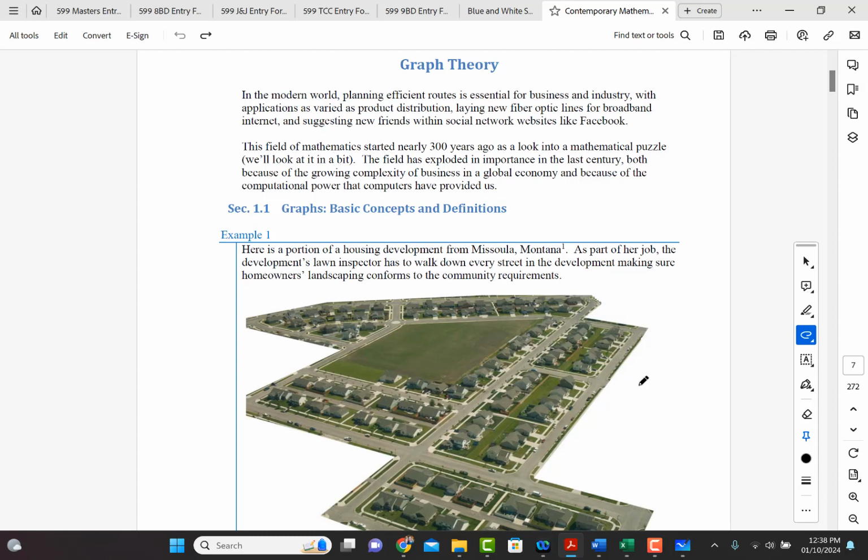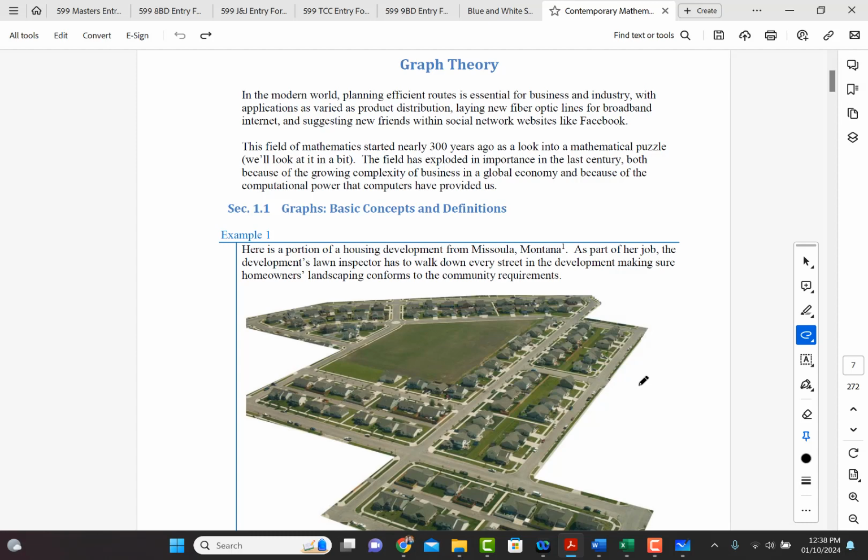In the modern world, planning efficient routes is essential for business and industry, with applications as varied as product distribution, laying new fiber optic lines for broadband internet, and suggesting new friends within social network websites like Facebook. This field of mathematics started nearly 300 years ago as a look into a mathematical puzzle that we're going to talk about in a little bit.